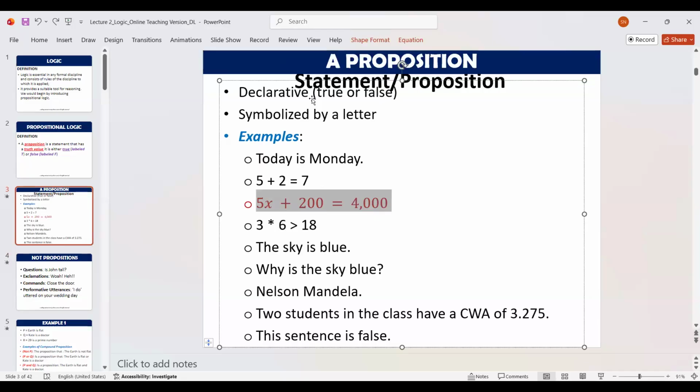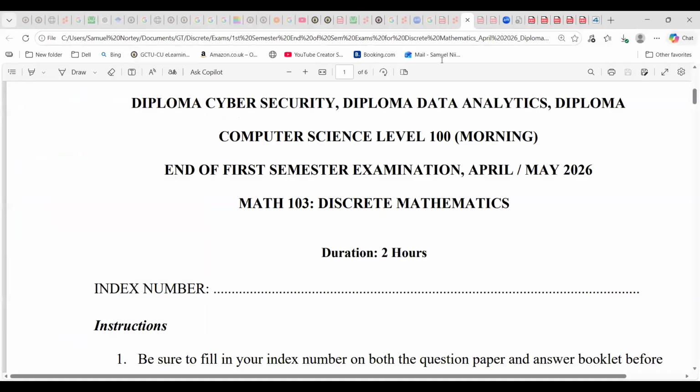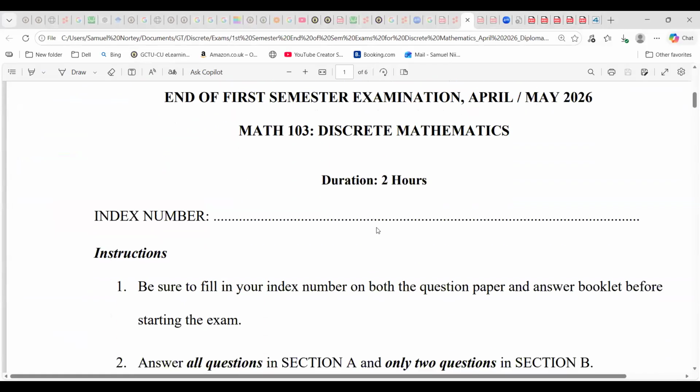For you to appreciate what I have just shown you, let me show you a question that the computer science students had to solve during the time you were writing your algebra. So let's check that past question. I hope it's open so that I don't spend time here. Okay, so this is discrete mathematics, a computer science paper from May 2026. Look at question number 1.